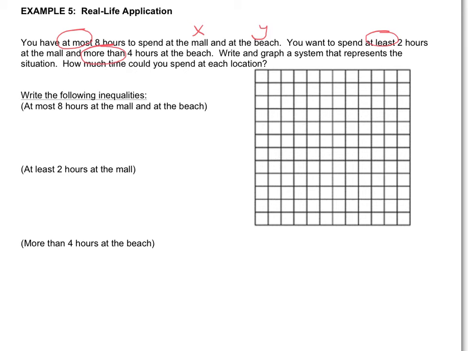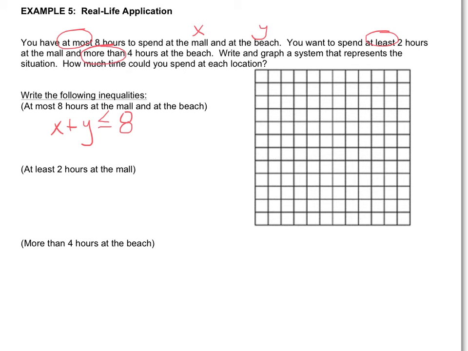So I want to look at my different inequalities. My very first sentence is giving us one inequality. We have at most 8 hours to spend at the mall and the beach total. So what that's basically telling me is that I have x plus y equals 8. Okay, but because we're talking about at most, remember the phrase at most means 8 is fine or less. So less than or equal to 8.